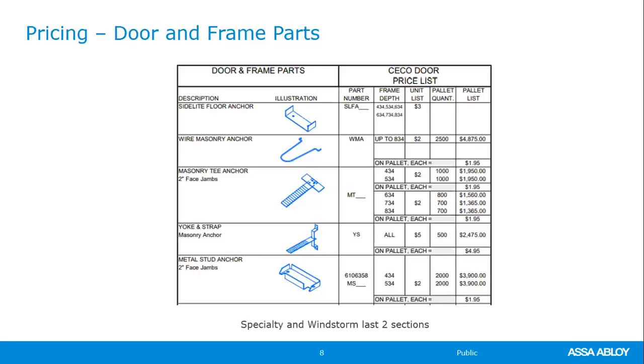The nice thing about it is it does give you the picture of the part that you're possibly looking for. A lot of times you'll need to know the depth of the frame. If you're using it for a specific jamb depth, you'll want to make sure that it will fit in the particular jamb depth that you're looking at. And then it goes on with all of the different parts and pieces.